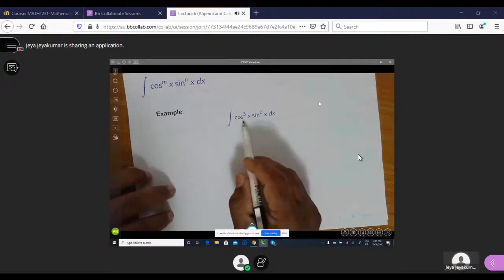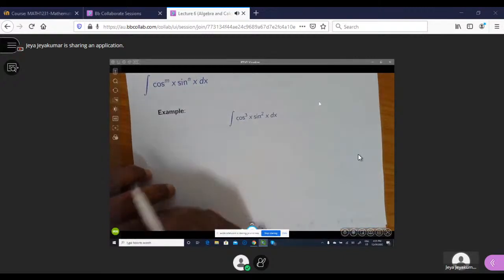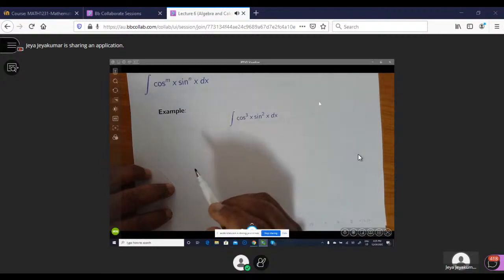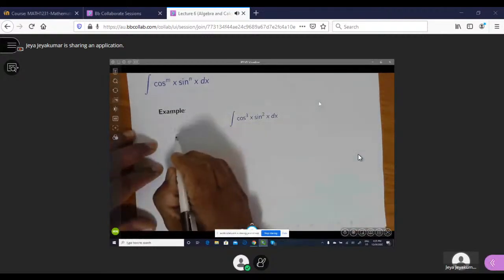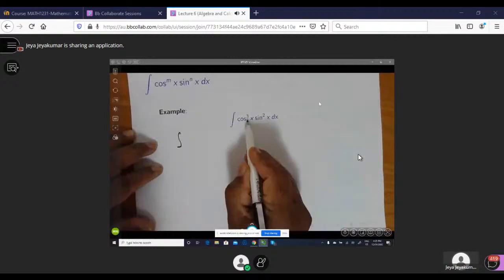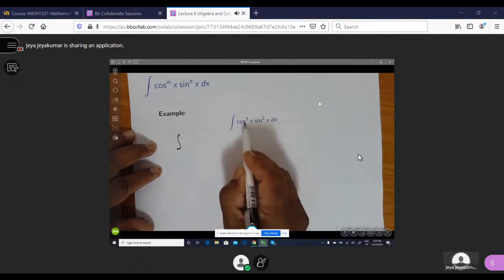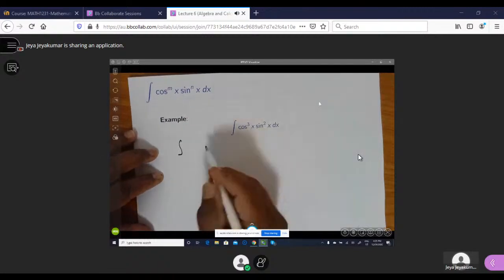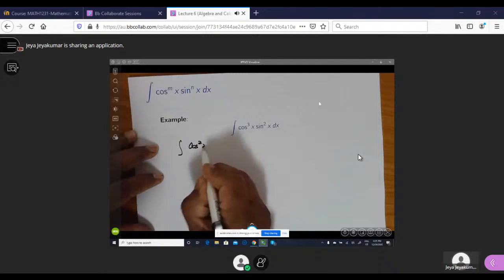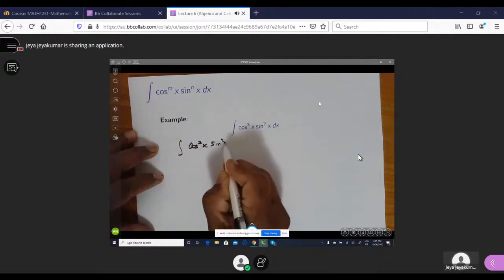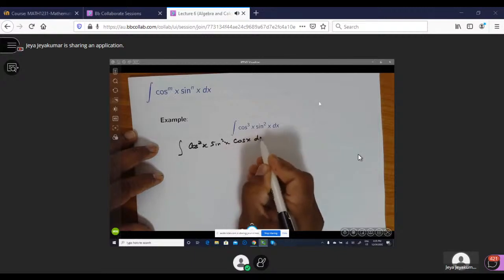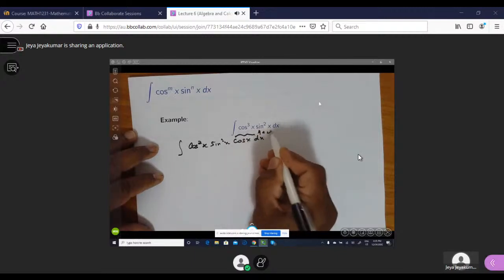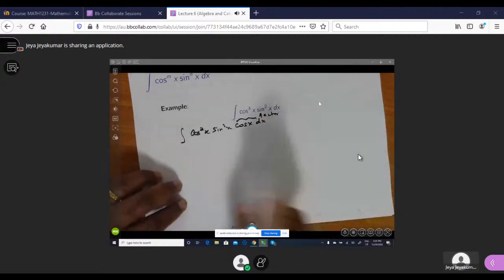Integral of cosine cubed x sine squared x. See how we can integrate this. If you look at that, this is an odd power of cosine, and then you have an even power here. So what we can do is factor out one cosine x from this odd power. Let's separate that. So I can write this as cosine squared x, sine squared x, and then factor out cosine x here.